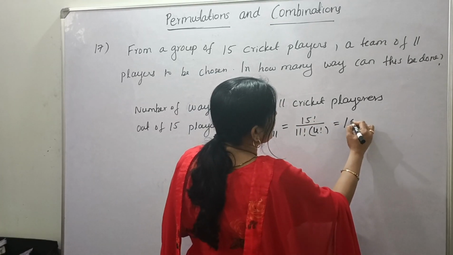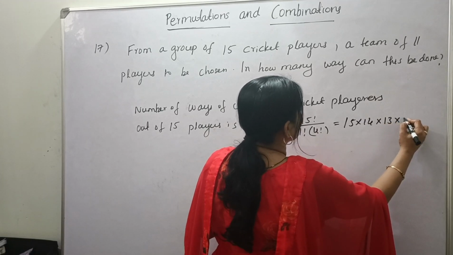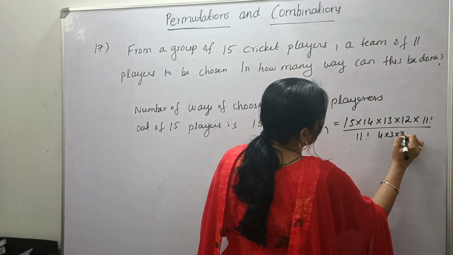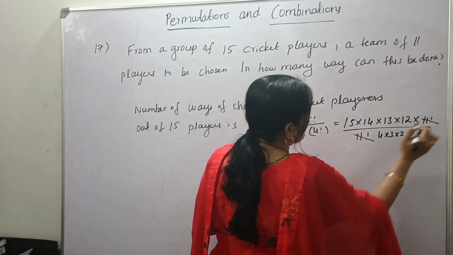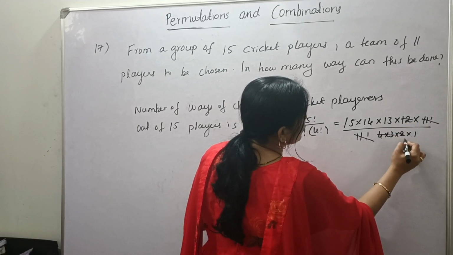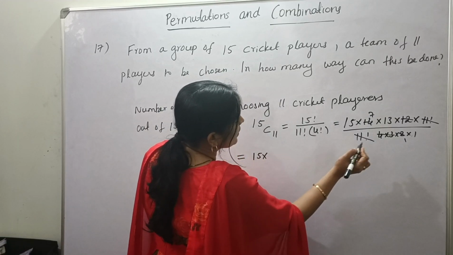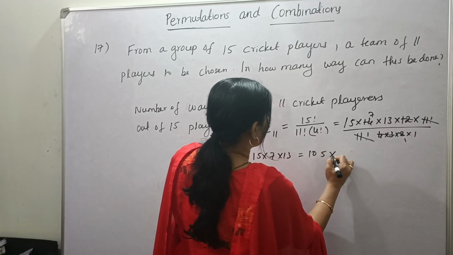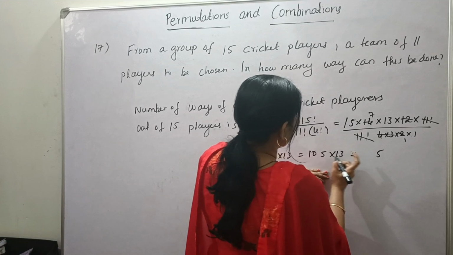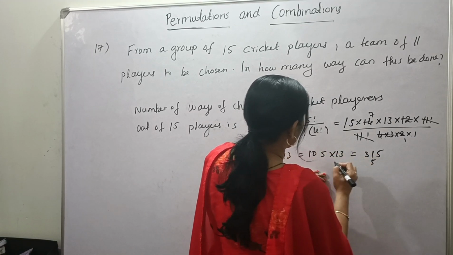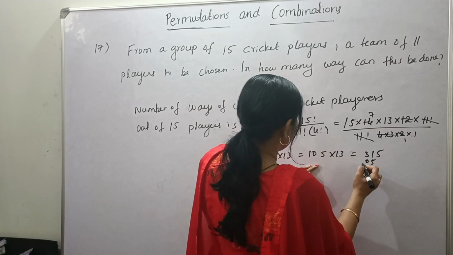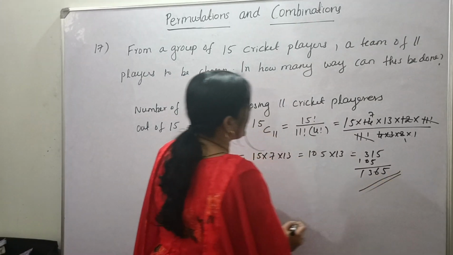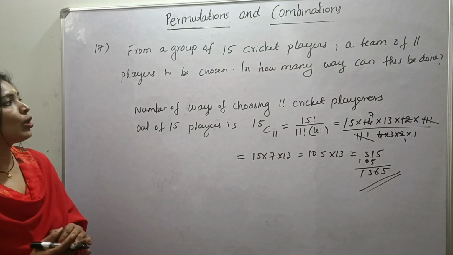That is equal to 15 factorial divided by 11 factorial into (15 minus 11), 4 factorial. That is equal to 15 into 14 into 13 into 12 into 11 factorial divided by 11 factorial into 4 factorial, that is 4 into 3 into 2 into 1. Here 11 factorial is cancelled, and 4 3s are 12, 12 is cancelled, and 2 1s are 2, 2 7s are 14. So 15 into 7 into 13, that is 35 into 13, that is 455. So 1365 ways we can select the 11 cricket players out of 15 cricket players.